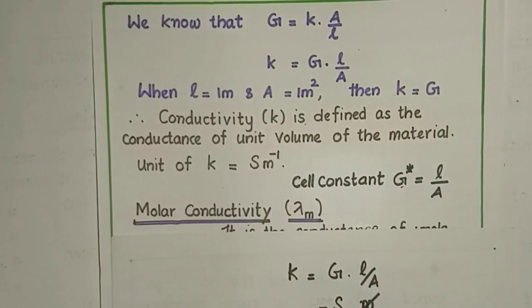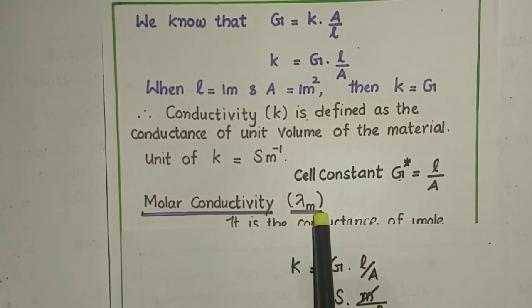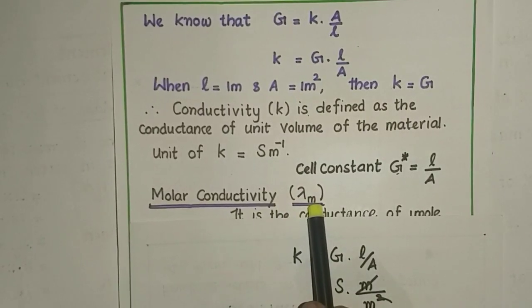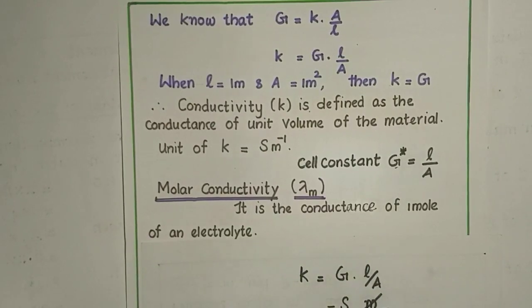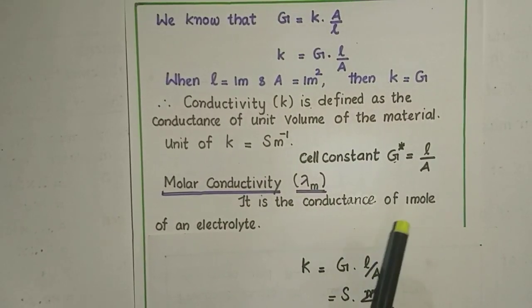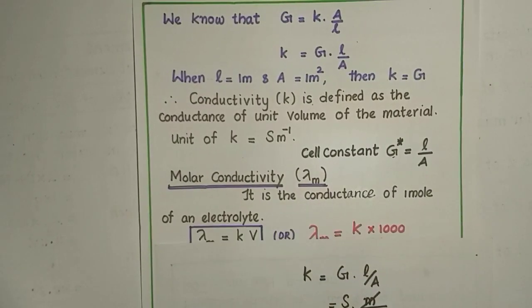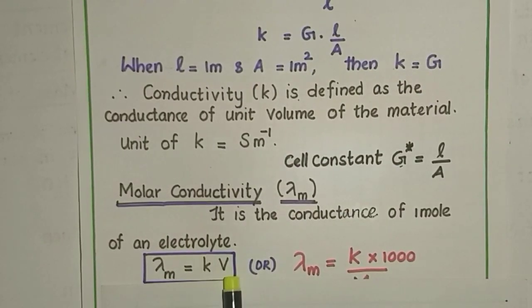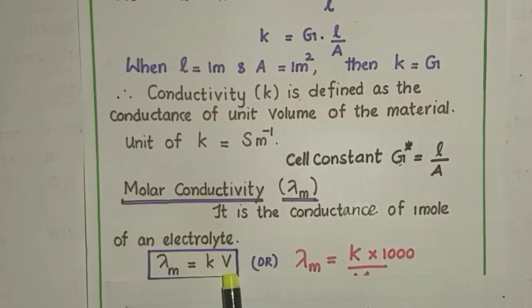Next our term is molar conductivity, denoted by the symbol lambda m. Molar conductivity is the conductance of 1 mole of an electrolyte. So lambda m can be written as lambda m is equal to K into V, where K is the conductivity, V is the volume of solution.